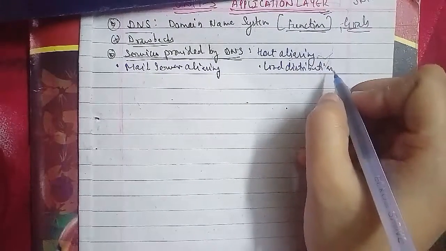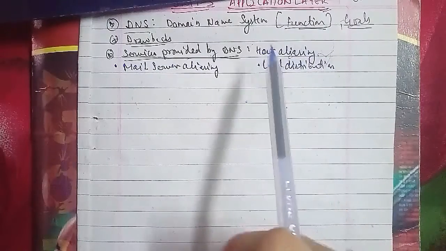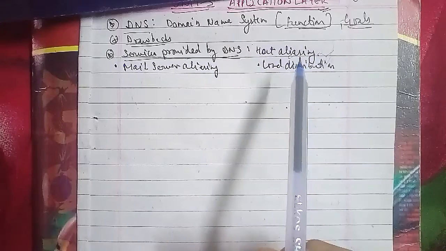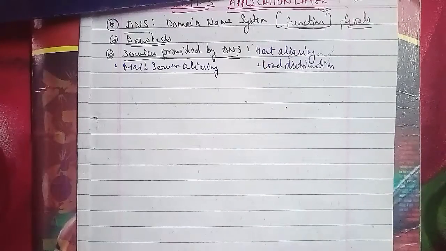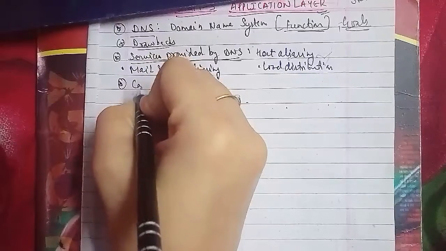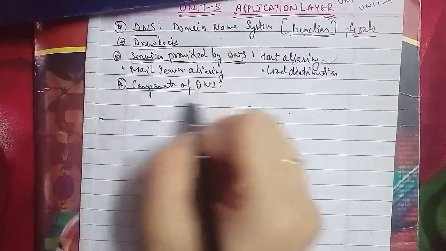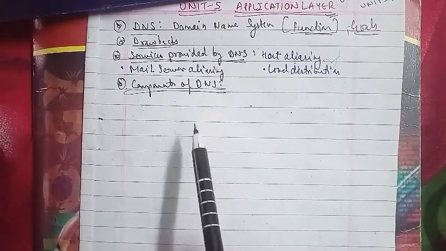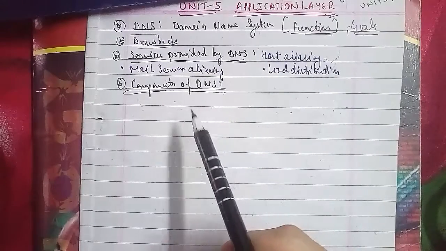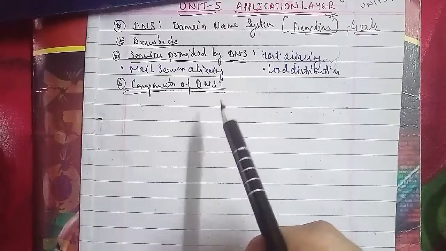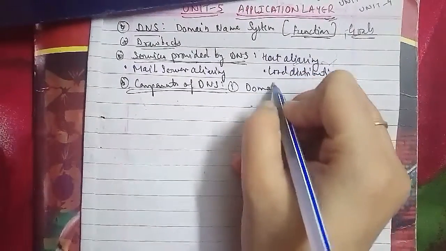Components of DNS. The DNS includes the following components. The first component is domain, second is domain name, third is name server, fourth is name resolver, fifth is name cache, and sixth is zone. So, going ahead with the components: first is domain, the second is domain name, third is name server, the fourth is name resolver, fifth is name cache, and the sixth and last is zone.